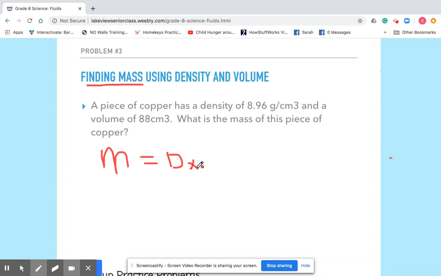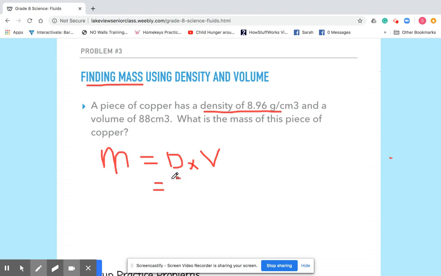times volume. So in our problem, we have a piece of copper has a density of 8.96 grams per cubic centimeter, and it has a volume of 88 cubic centimeters. So we need to know what the mass of this piece of copper is. So it already tells me that the density value is right here. So I'm going to sub that in.